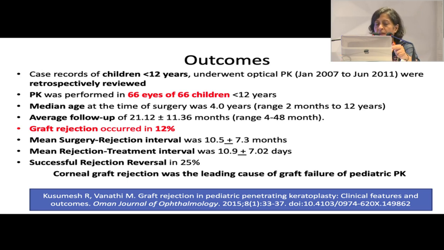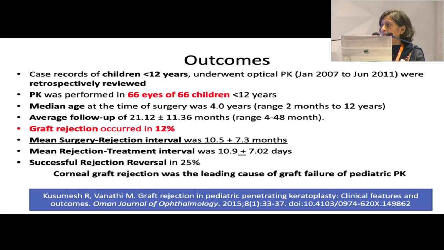But look at what we learned from here. The mean surgery to rejection interval was about 10 plus or minus 7 months. So as early as 3 months, you have to convey the message that from 2 months to 1 year, you have to keep them on very close follow-up, and the mean rejection to treatment interval was extremely high, 10 plus or minus 7, so that would mean almost 2 to 3 weeks. I'm just trying to explain that the abysmal results earlier were because some of these things were not attended to, but by taking care of these issues, one is able to have a better outcome.